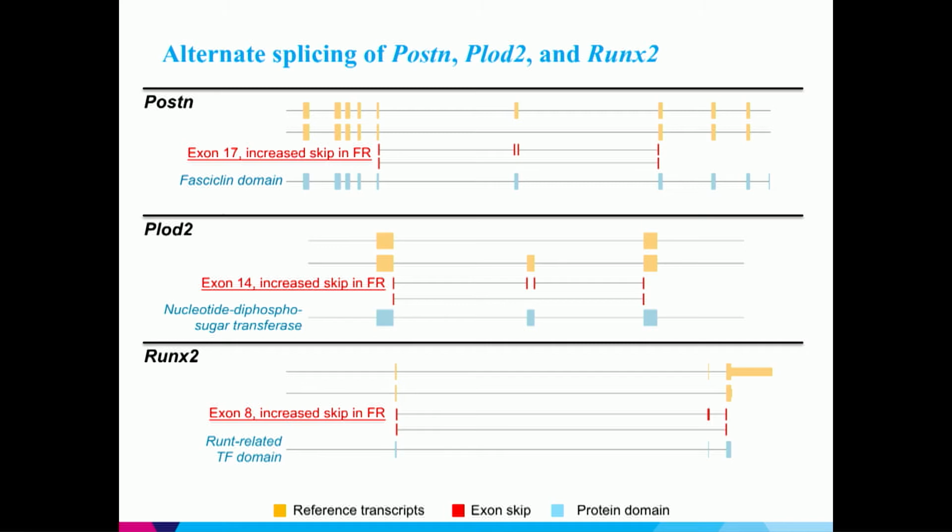And in all these cases, these exon skipping events affect domains that are central to the function of these proteins. So they are likely to alter the way these proteins function in the suture, and that adds an additional layer of complexity to our understanding of regulation within suture development.